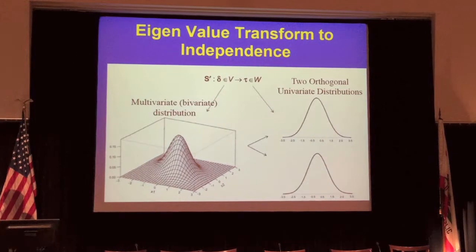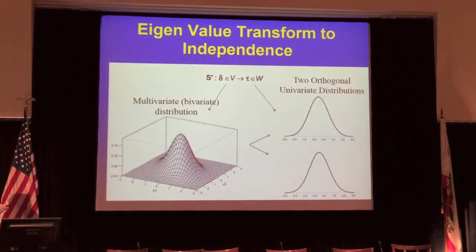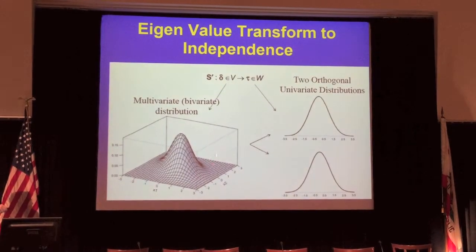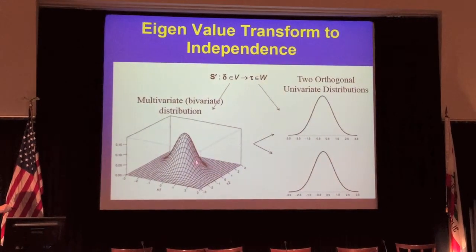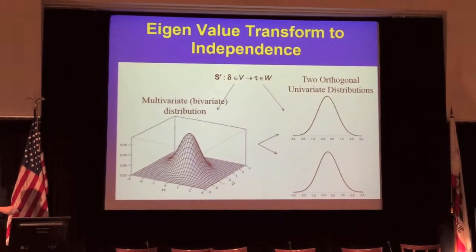So our problem is that we are basically dealing with a multivariate, in this case a bivariate, but in actuality a multivariate Gaussian distribution. So there is this two-dimensional dependence of the parameter.